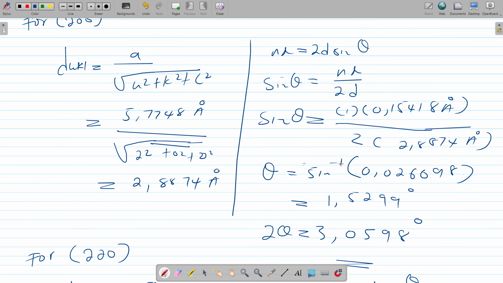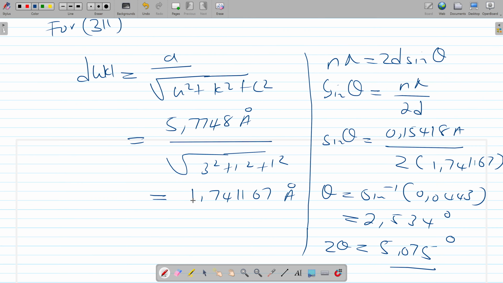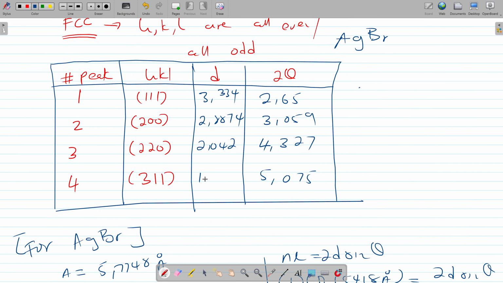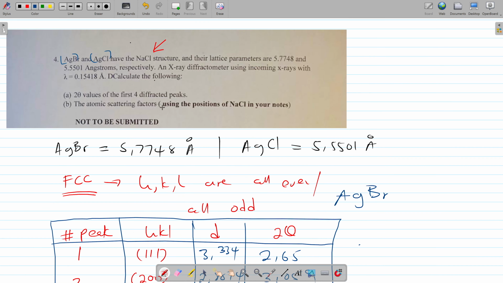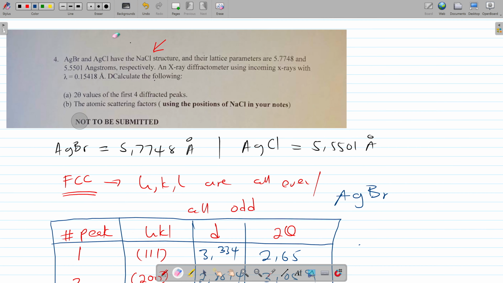So for our last peak we have 5.075, and for our d-spacing we have 1.7411. So this is our answer for the first given molecule here. For the first given molecule, which is silver bromide, we have our solution for a, right? So this is our a.